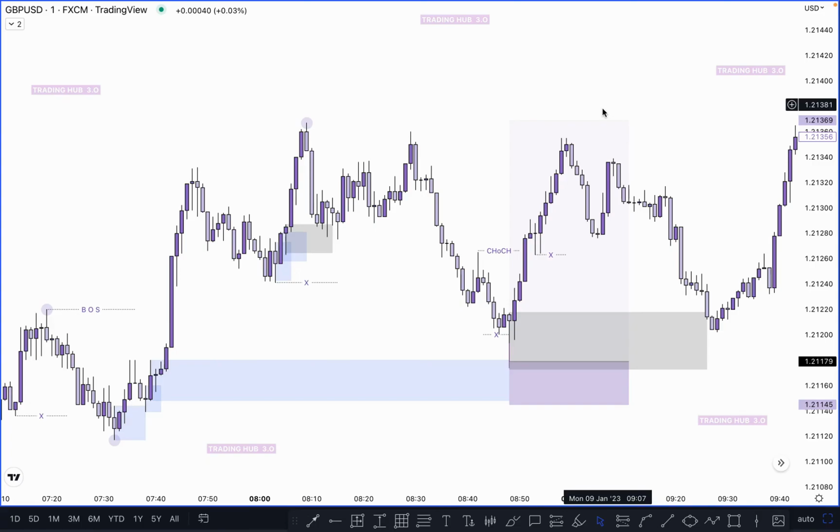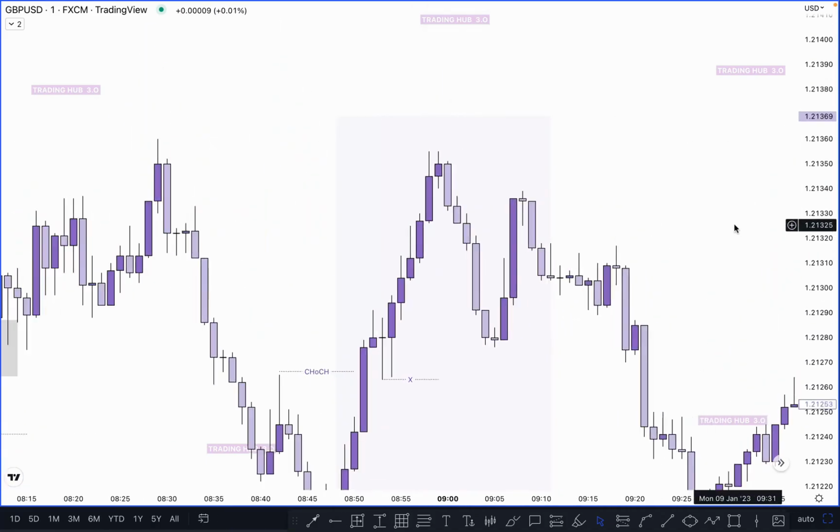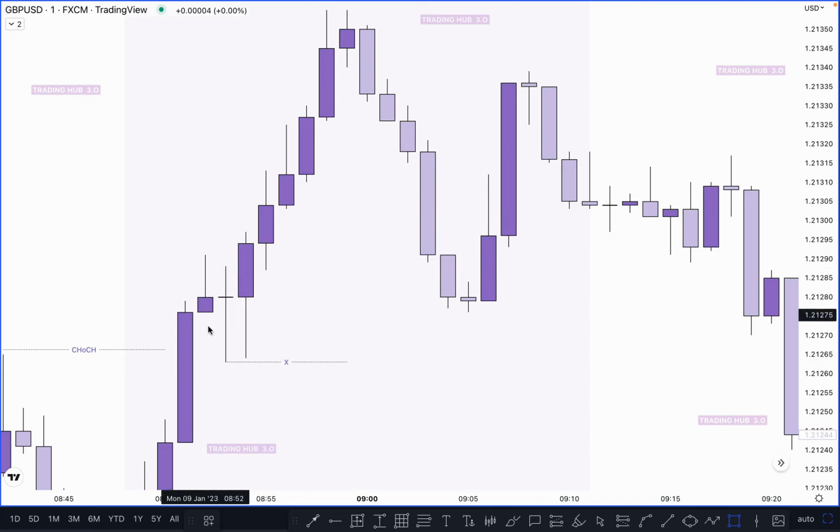Only 2 order blocks available here. The first one is here, right? Because this candle took out the previous candle's liquidity. Let me show you exactly. So this candle took out the previous candle's liquidity.